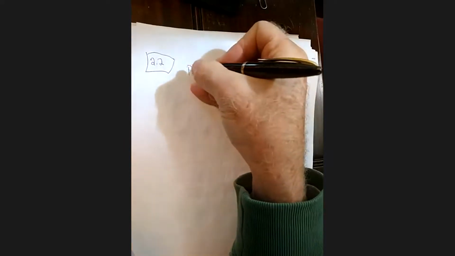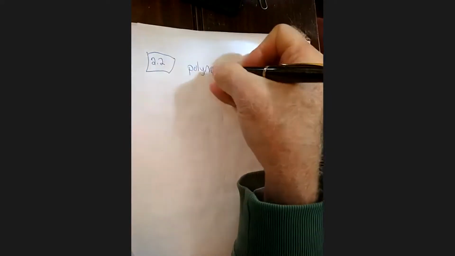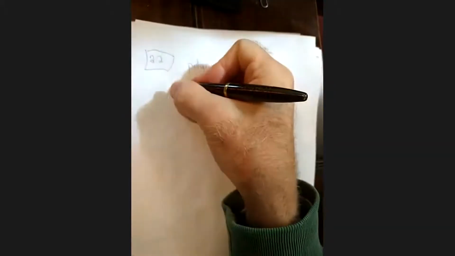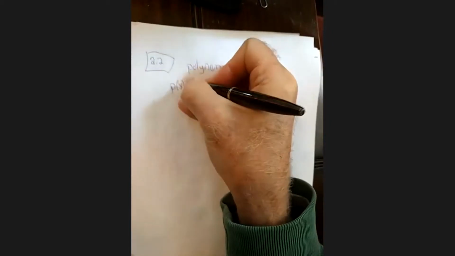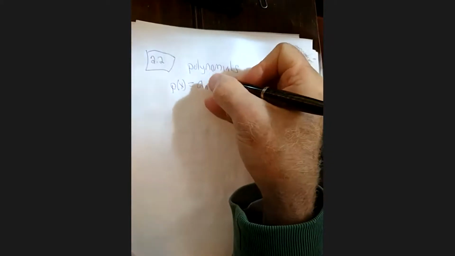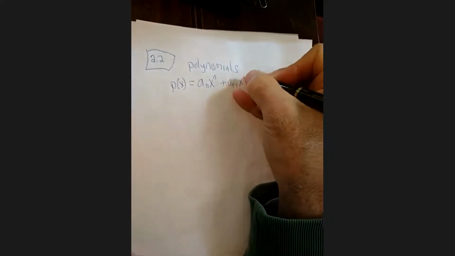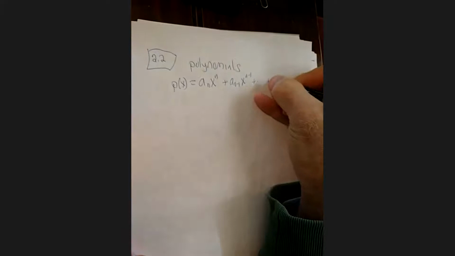Even though we're not doing 2.2 today, I want to provide the big picture. 2.2 is about polynomials. I think it helps to understand what we've been doing, and it'll help a little bit with next week. A polynomial is something that looks like this. I'll give you an example.